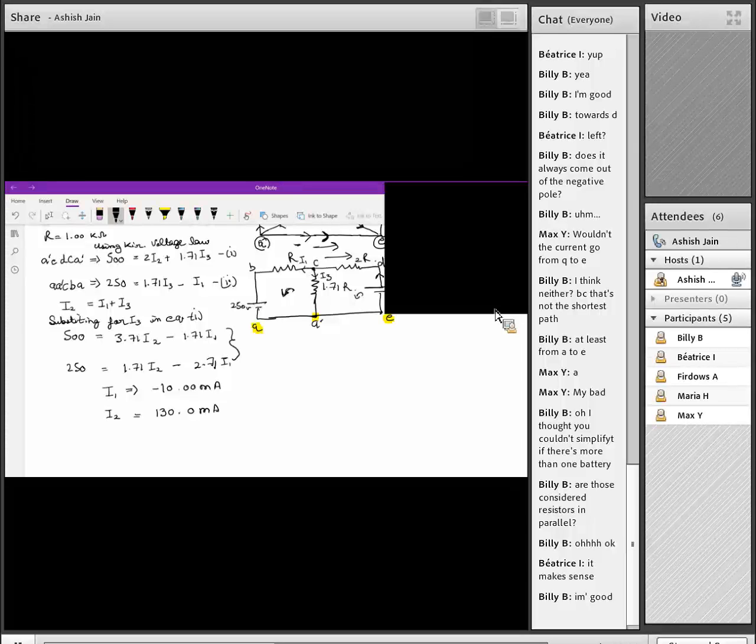Okay, so that means the direction of I1 was opposite. I1 was going like this way instead of going this, right? So if I consider that, I can write it as 10 milliampere. But I'm not writing that, so I solved it like that. So I was just giving you the physical.